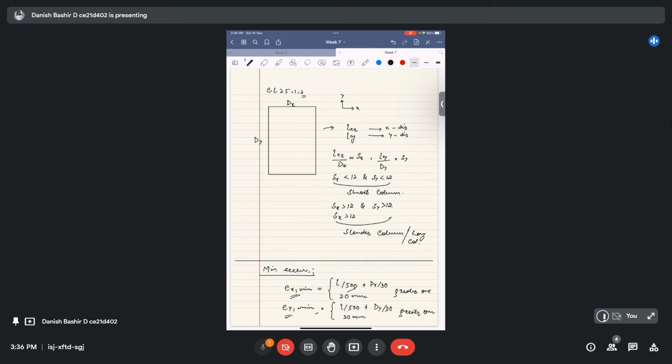So this is the main check that we have to perform while designing our column section: minimum eccentricity.